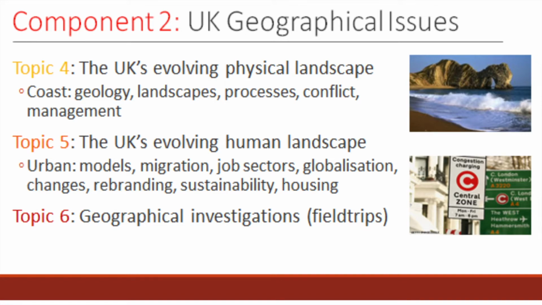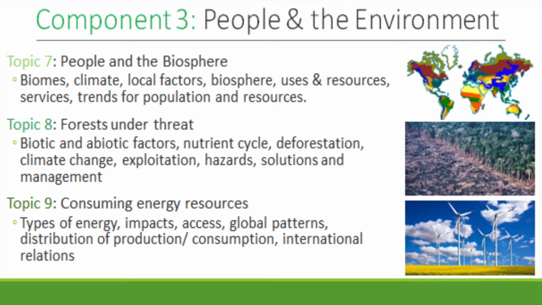After topic 6, we move on to component 3. Component 3 is called People and the Environment. Here we look at topic 7, topic 8 and topic 9. Topic 7 is quite a small one, and here we look at people in the biosphere. So we start to identify the different biomes that we can find around the world, the climate that it has, the factors that change these different biomes, and how we use these different areas.